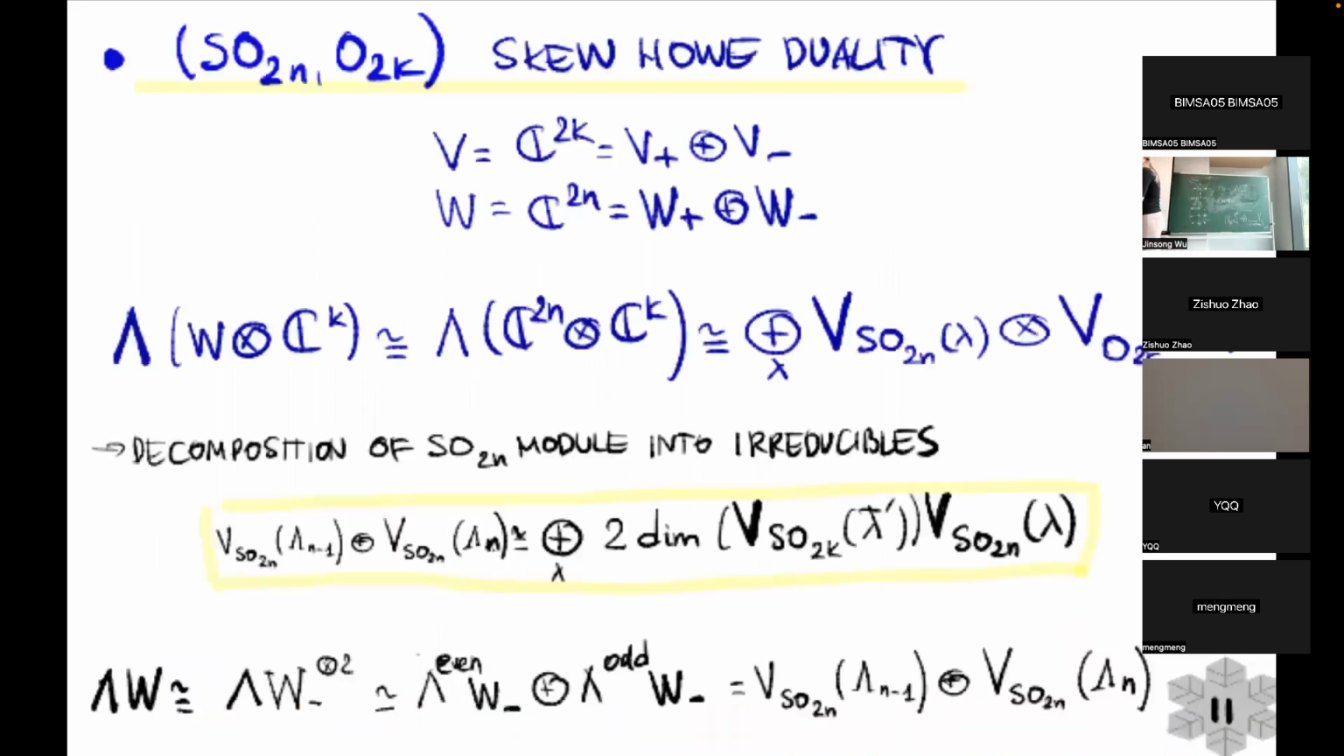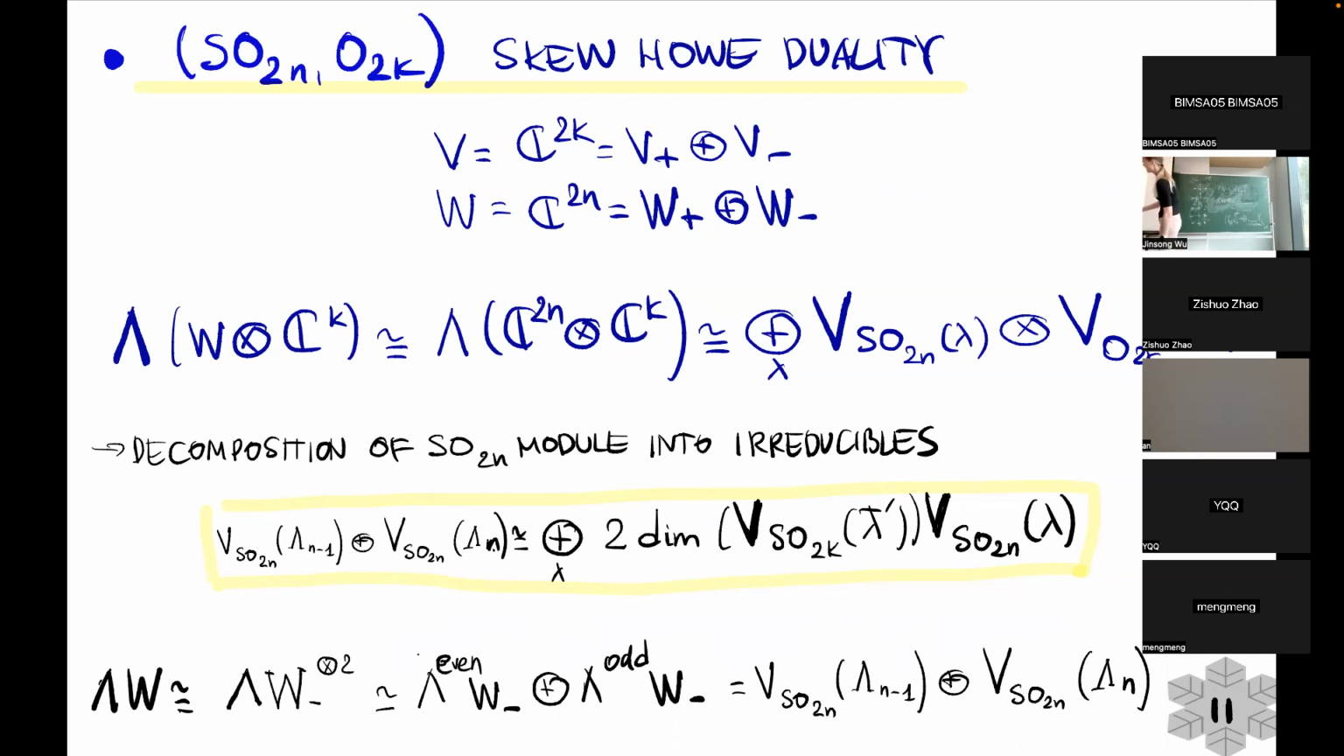And so I won't be spending too much time on the last pair of groups. So it's SO(2N) and O(2K). Again, we can consider the isotropic spaces, but in fact, by the very end of this procedure, it's important to... okay. So I didn't put it as a square for some reason, but then there's a power, and for some reason it had disappeared. Okay.